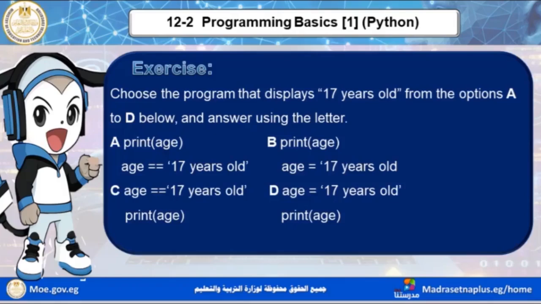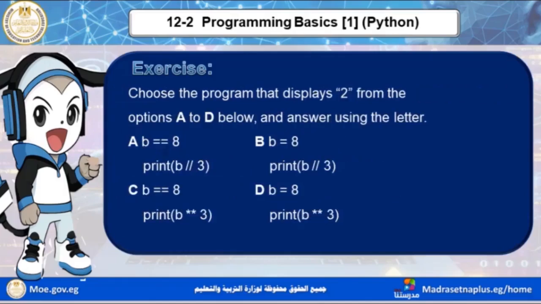Now let's look at item C and item D. To assign the value 17 years old to the variable age, do we use a single equal or a double equal? A double equal is to compare, and here we don't want to compare, we want to assign. So item D is the correct one because we assign the value 17 years old to the variable age and then print the variable age. Now choose the program that displays 2 from A to D.